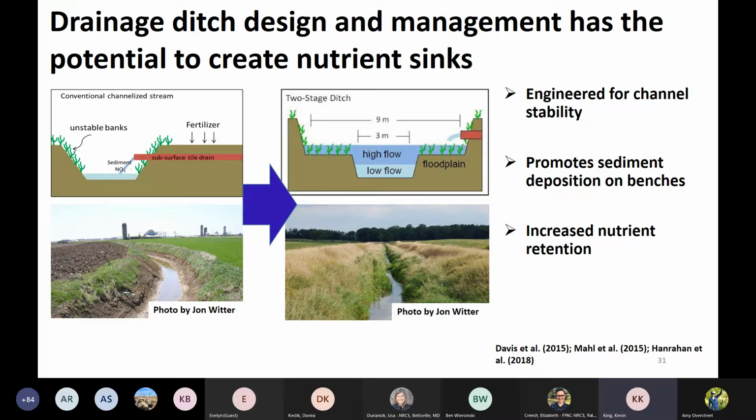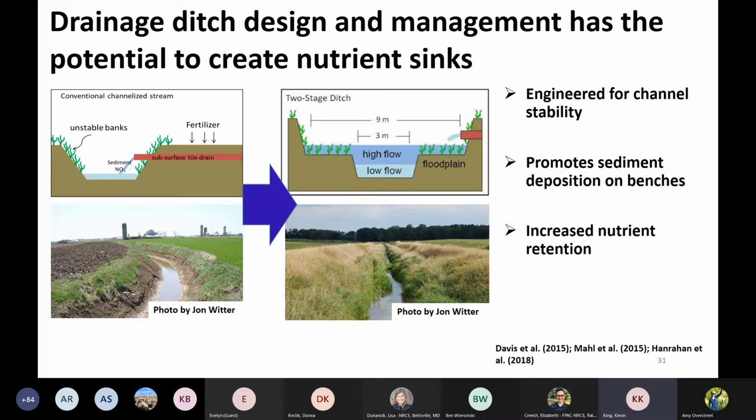Drainage ditch design and management has the potential to create nutrient sinks. There are over 14,000 miles of agricultural drainage ditches in the Western Lake Erie Basin watershed. This provides a lot of opportunity to affect a change in discharge and water quality. One method that has received a lot of attention is the idea of ditch design, specifically the construction of two-stage ditches. More information can be found in NRCS Standard 582 for open channels.